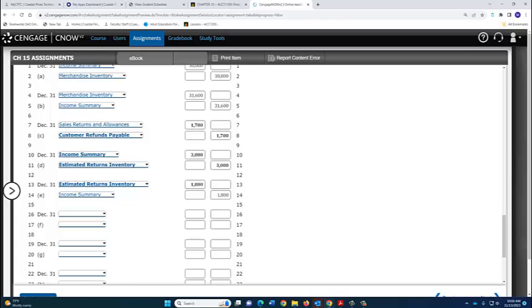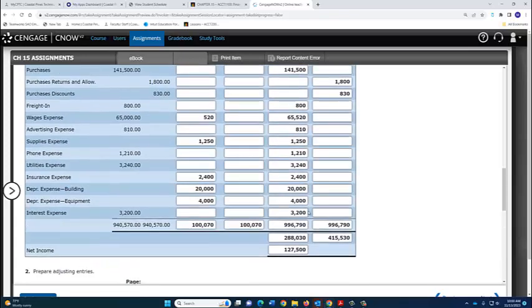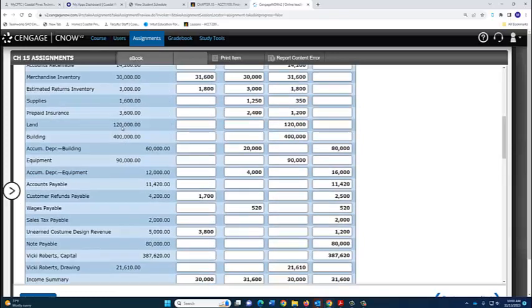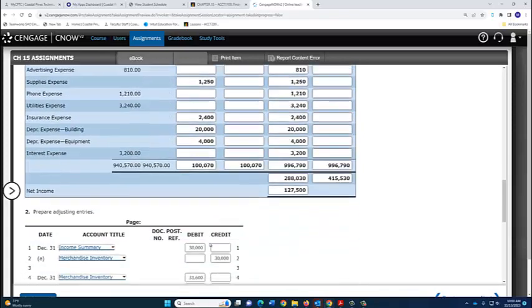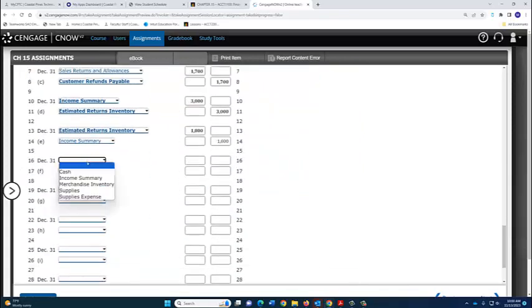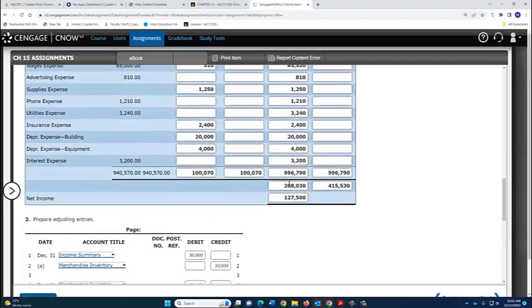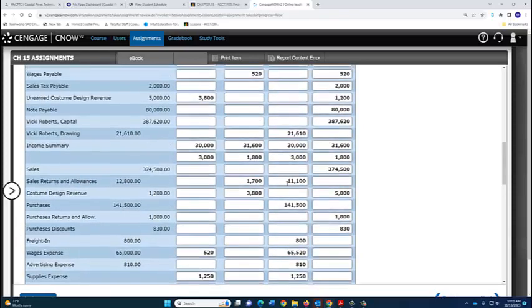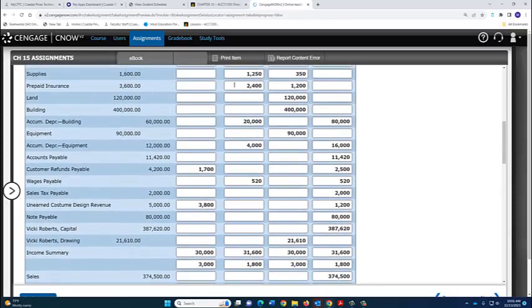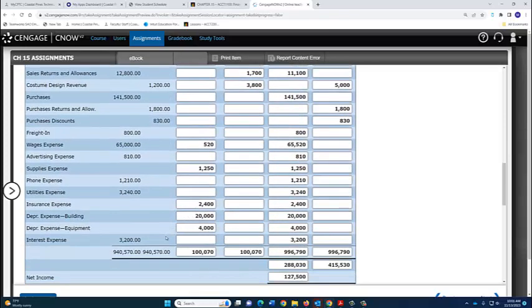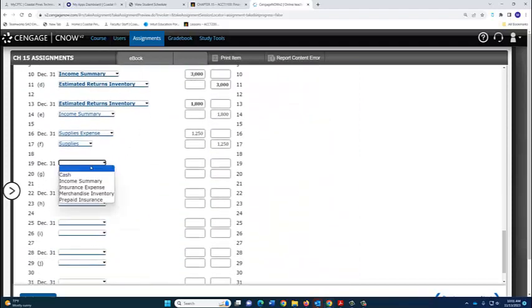In adjustment F, we adjusted supplies. So we credited supplies for $1,250 and debited supplies expense. The next entry was the insurance adjustment. We credited prepaid insurance for $2,400 and debited insurance expense for $2,400.